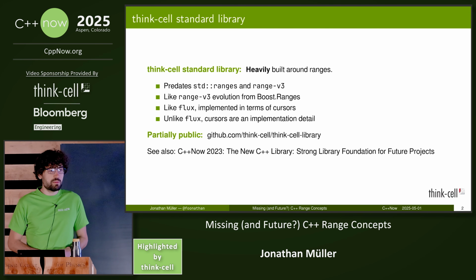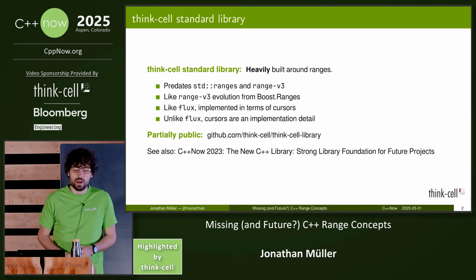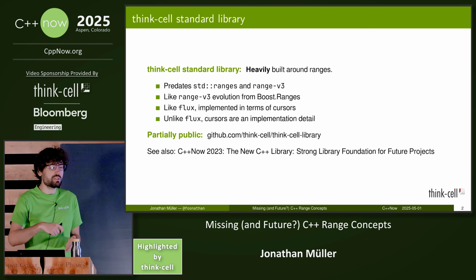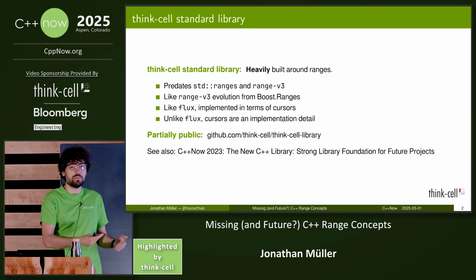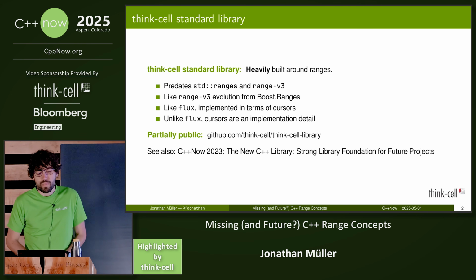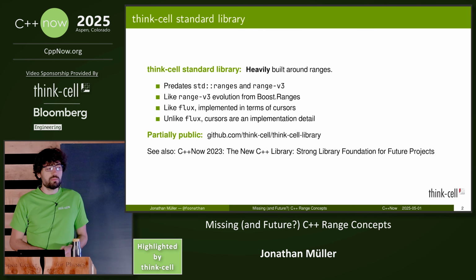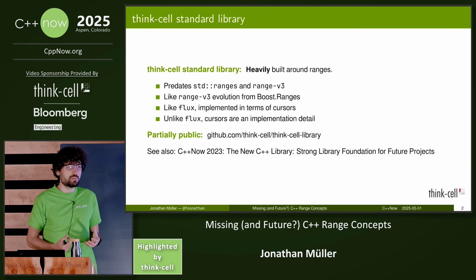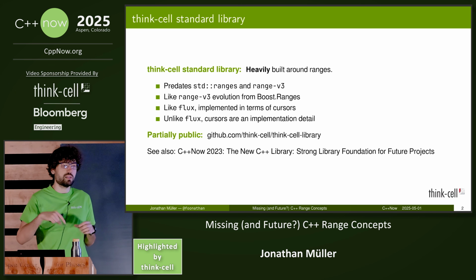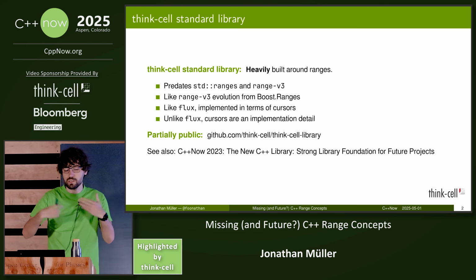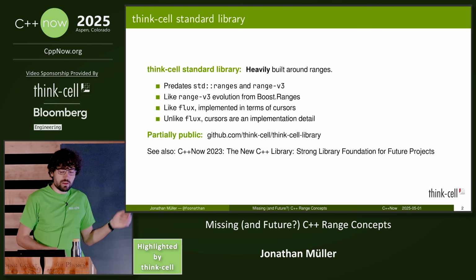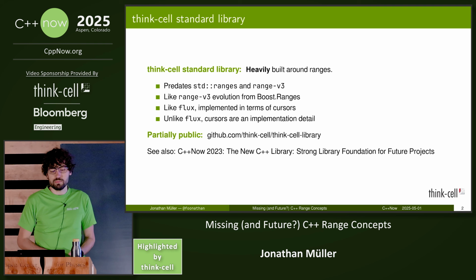I'm not sure whether you're familiar with Tristan Brindle's Flux, but the idea is that instead of having an iterator, which remembers both the position and also how to get to the next element, you've got a dumb cursor, which only remembers the position. If you want to get to the next element or to dereference it, you have to ask the range: given this cursor, give me the element, give me the next cursor, and so on. However, unlike Flux, cursors for us are an implementation detail. We still provide iterators, but thanks to cursors, we don't have the bloat that happens with deeply nested view adapters. It's partially public, and I've also given a talk about some of the fundamentals at CppNow 2 years ago.